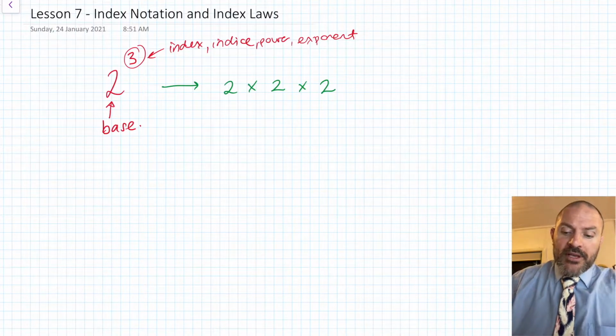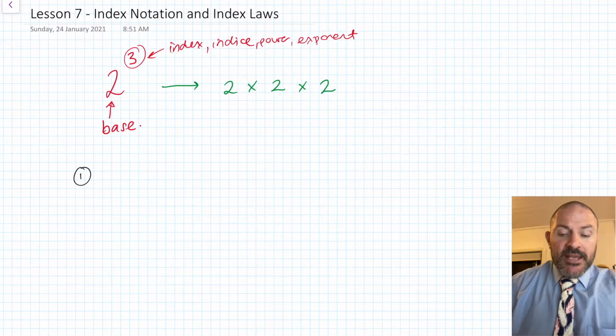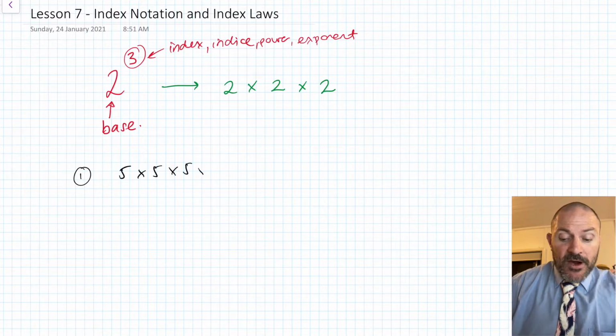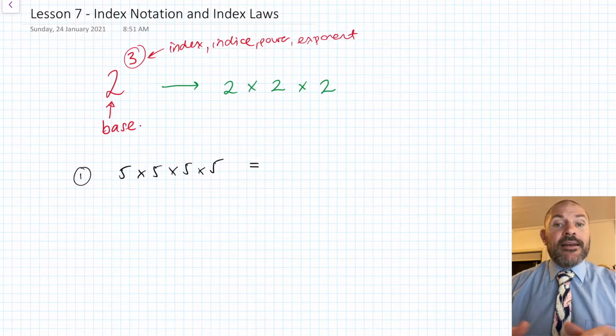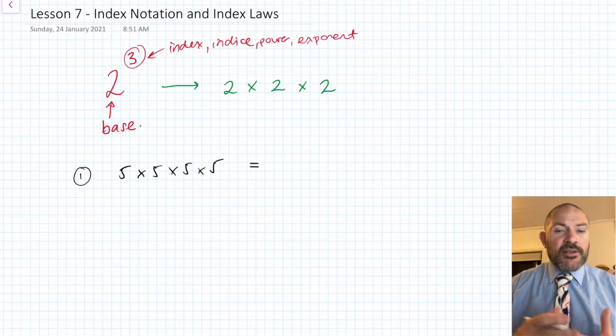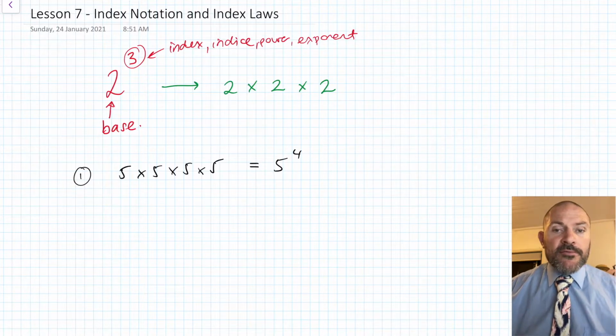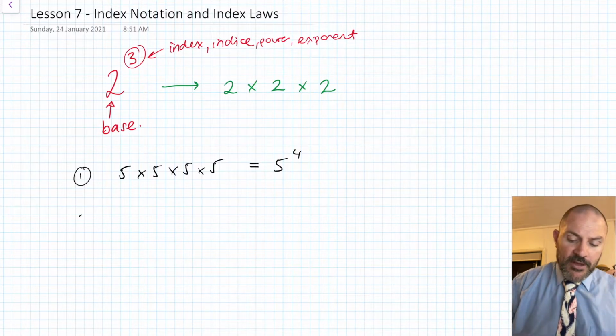So what we're quickly reviewing today is how we might write something like 5 times 5 times 5 times 5 in index form. Pretty basic. You did that in year 7, year 8. Hopefully you would just say, hey, that's 5 to the power of 4, and that's no problems at all.